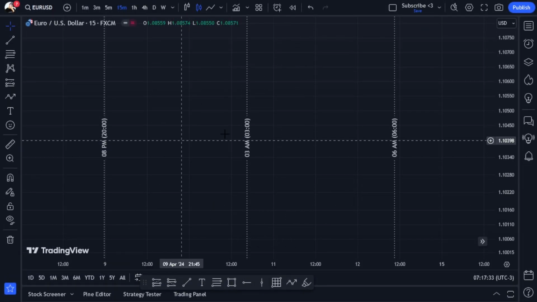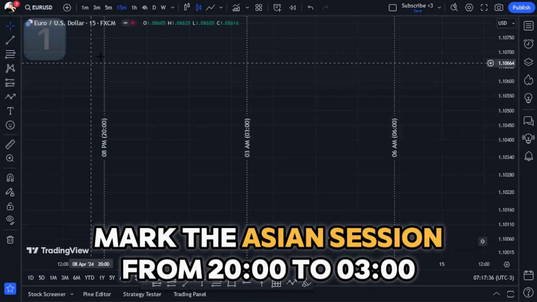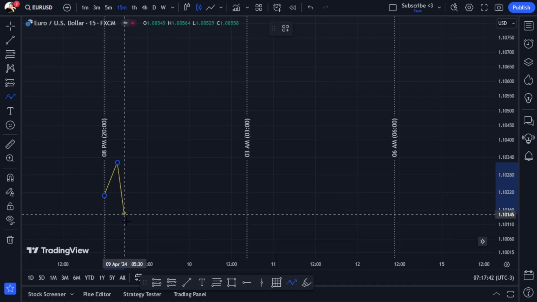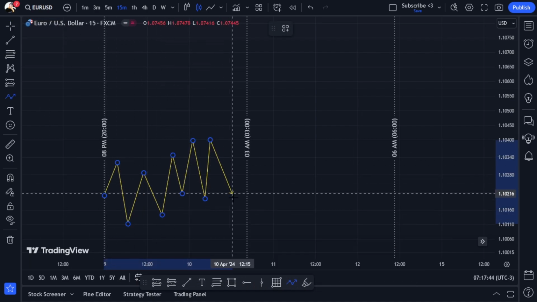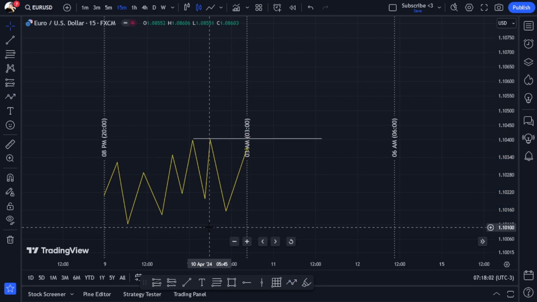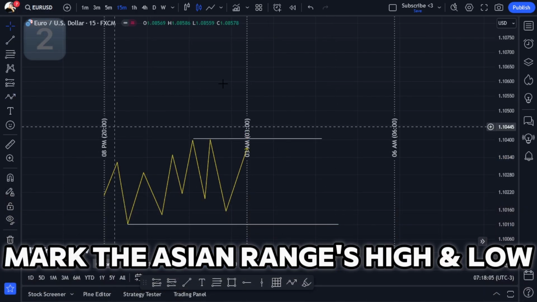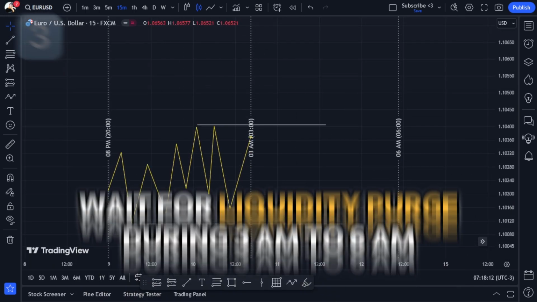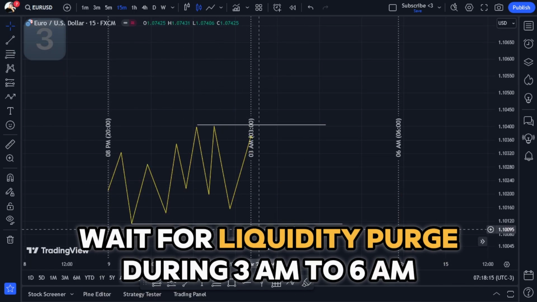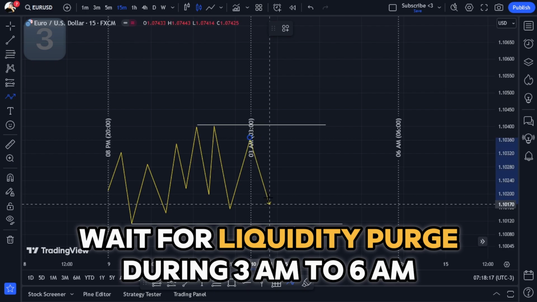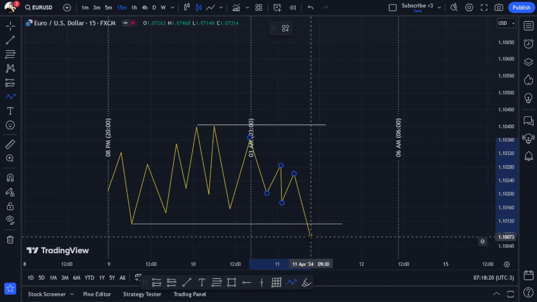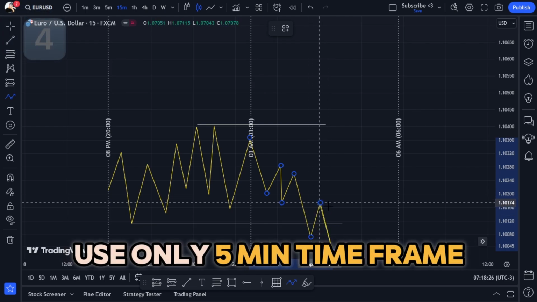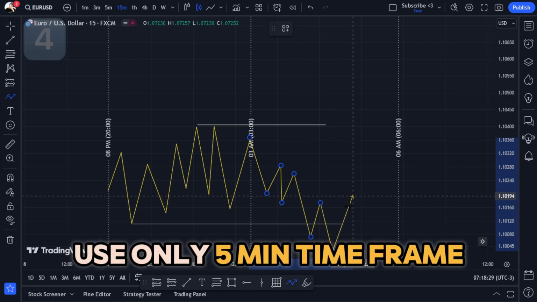In order to trade this model, we will be marking the Asian session with vertical lines from 8 p.m. to 3 a.m. This is where we will let price do anything it wants. Once we hit 3 o'clock, we will mark the Asian range's high and low, and then we will be looking for either the previous range's high or low to purge during the trading time window, which will be from 3 a.m. to 8 a.m. Make sure to mark that up as well to make it easier for you to know when to stop trading. We will be strictly using one time frame, which will be the 5-minute time frame.